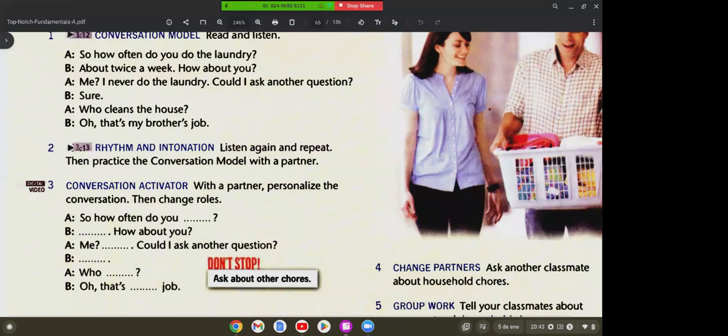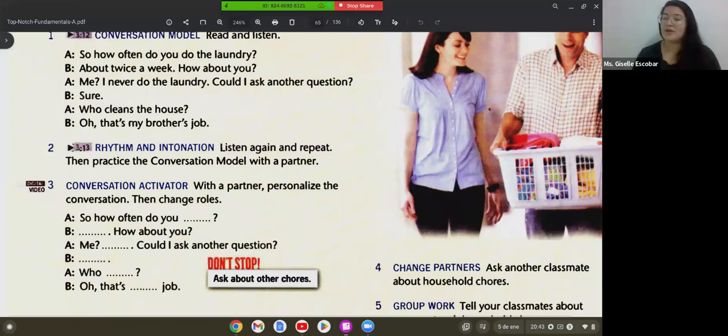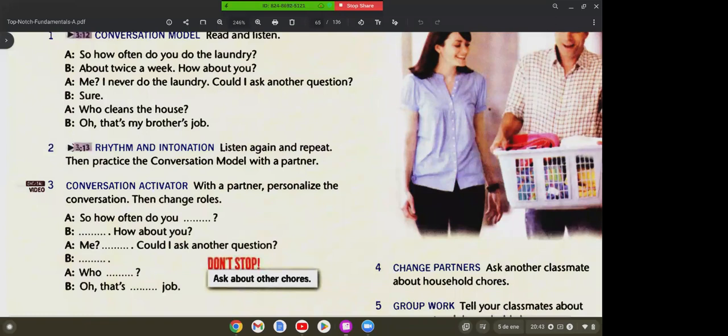About every day. In that case, you can just say every day. Every day. How about you? I always make the bed. Could I ask another question? Sure. Who irons the clothes in your house? Oh, that's my sister's job. My sister. Okay. Thank you.